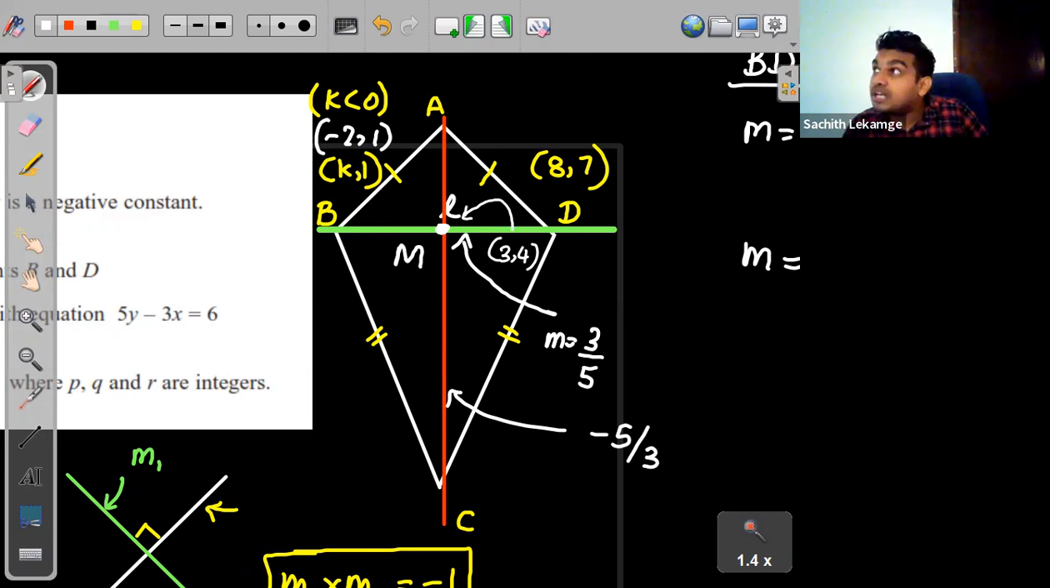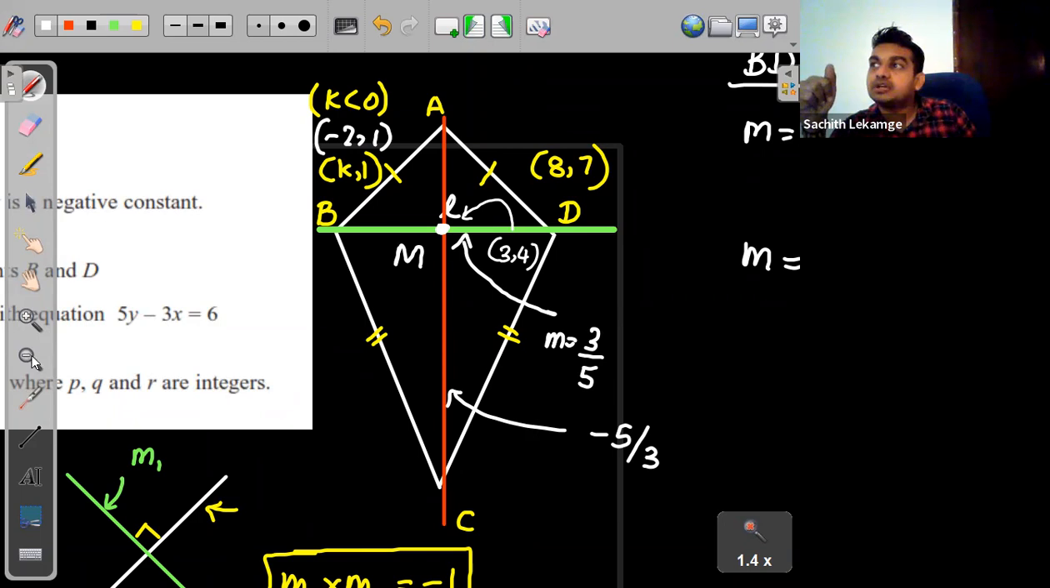Is the M point on the AC line or not? It is on the AC line. You already know the AC gradient, right? You know that also. You know one point and the gradient, so can't you find the equation?